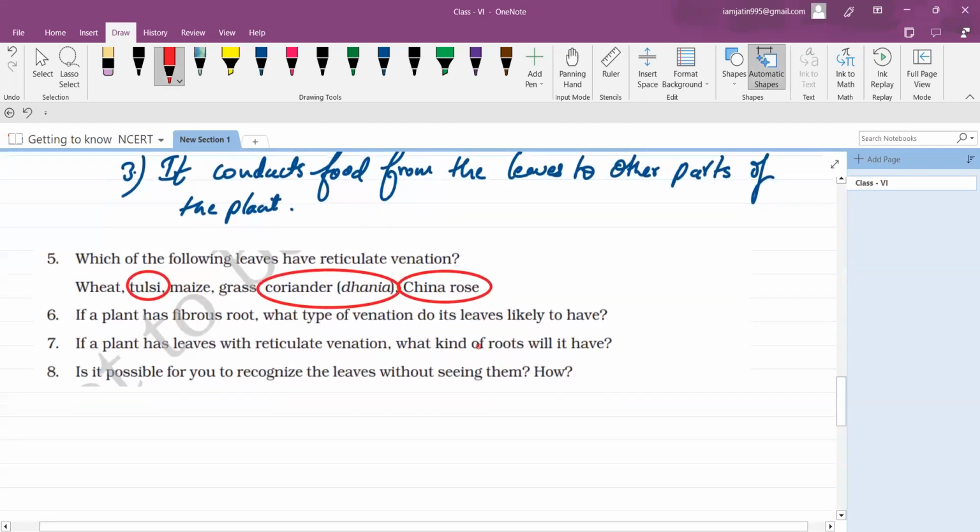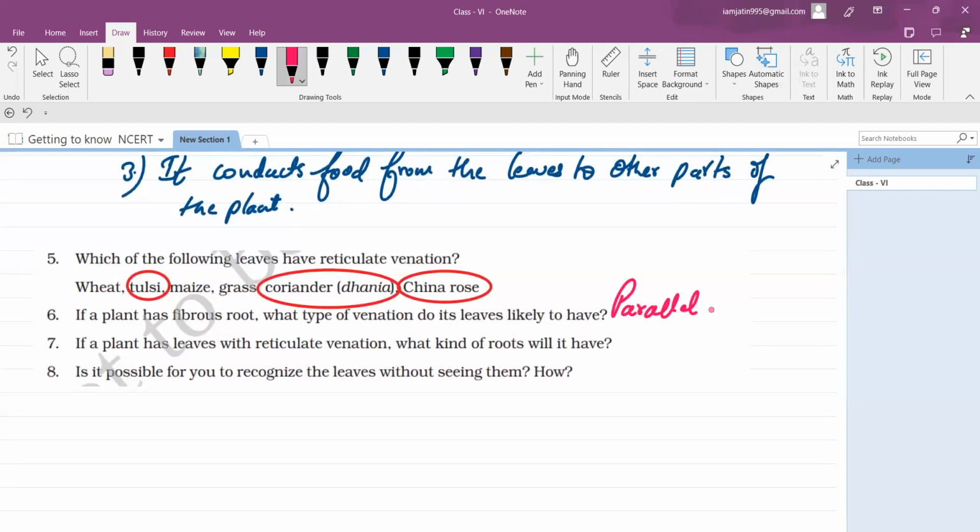Okay. Moving forward, question number 6. If a plant has fibrous root, what type of venation do its leaves likely have? We know that the fibrous roots go with the parallel venation. If the plant is having fibrous root, the leaves are most likely to have parallel venation.